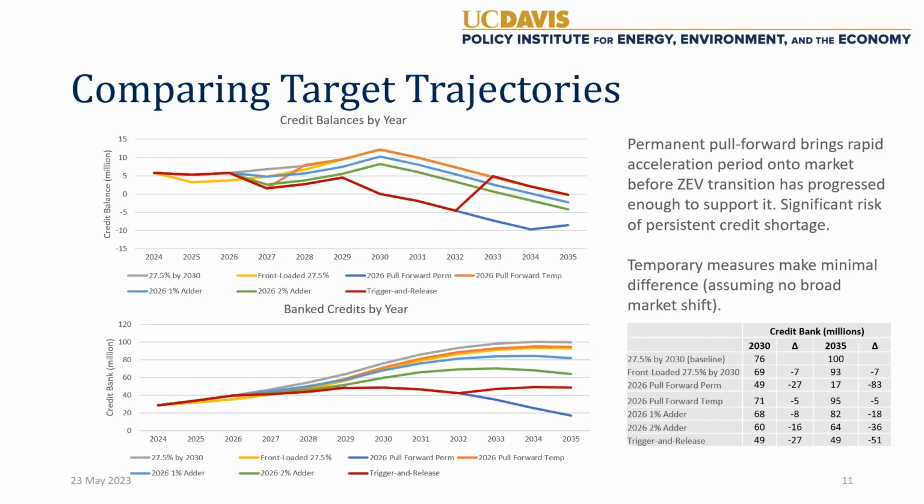The 1% and 2% permanent adders start to add a bit more. You're getting into the 10 to 20 million metric tons of total ambition by 2030, and a bit more as you get out to 2035.